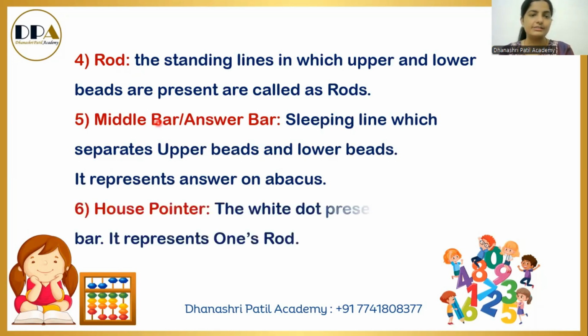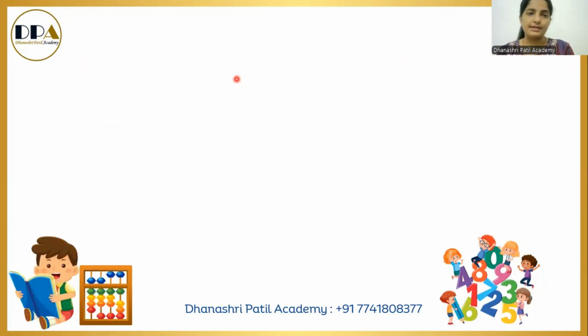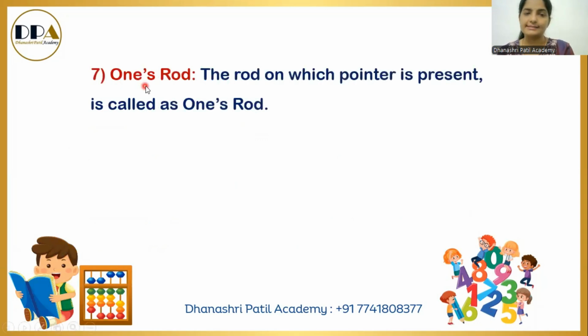Now let's talk about the house pointer. The white dot present on the answer bar is called a pointer. And the pointer present on the ones rod is called the house pointer. Now let's talk about the next concept, the ones rod. The ones rod means the rod on which the pointer is present. We just understood the same thing in the house pointer definition, right?